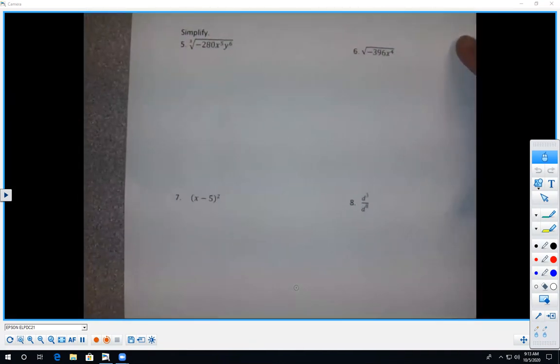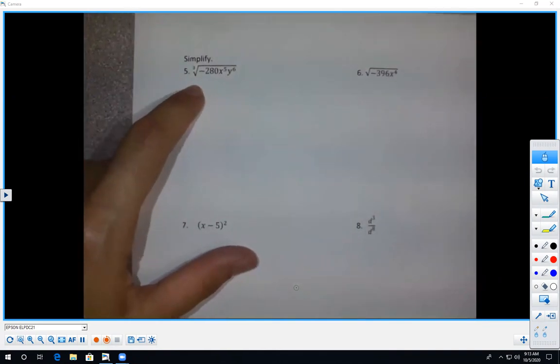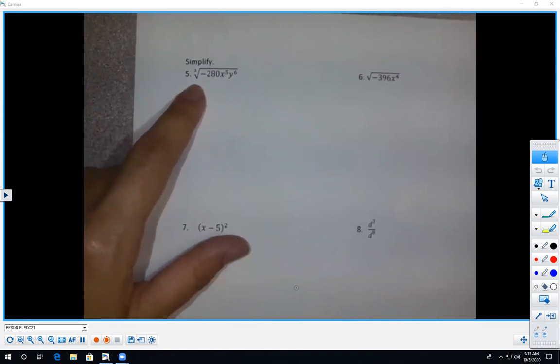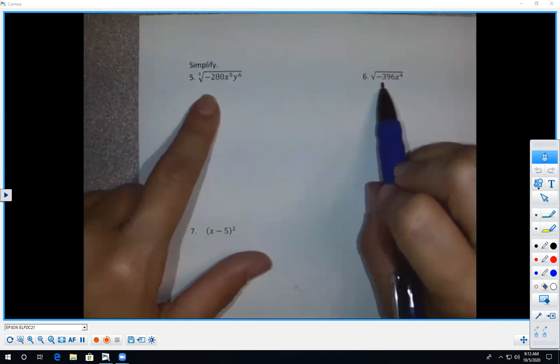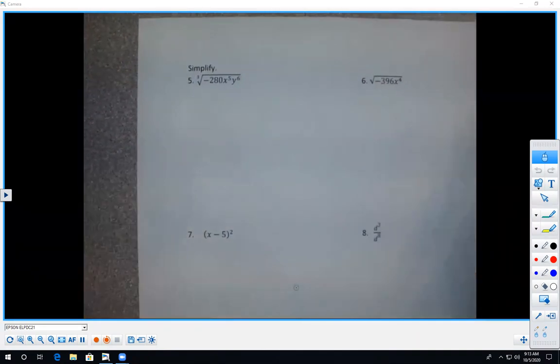Okay, let's turn it over and look in the back. Simplifying a cube root. Okay, so first of all, it's negative. How does a negative come out on a cube root? Not as an i, just as a negative, right? On number 6, that's a square root. That's going to be an i. So take like a minute and start breaking down those two.